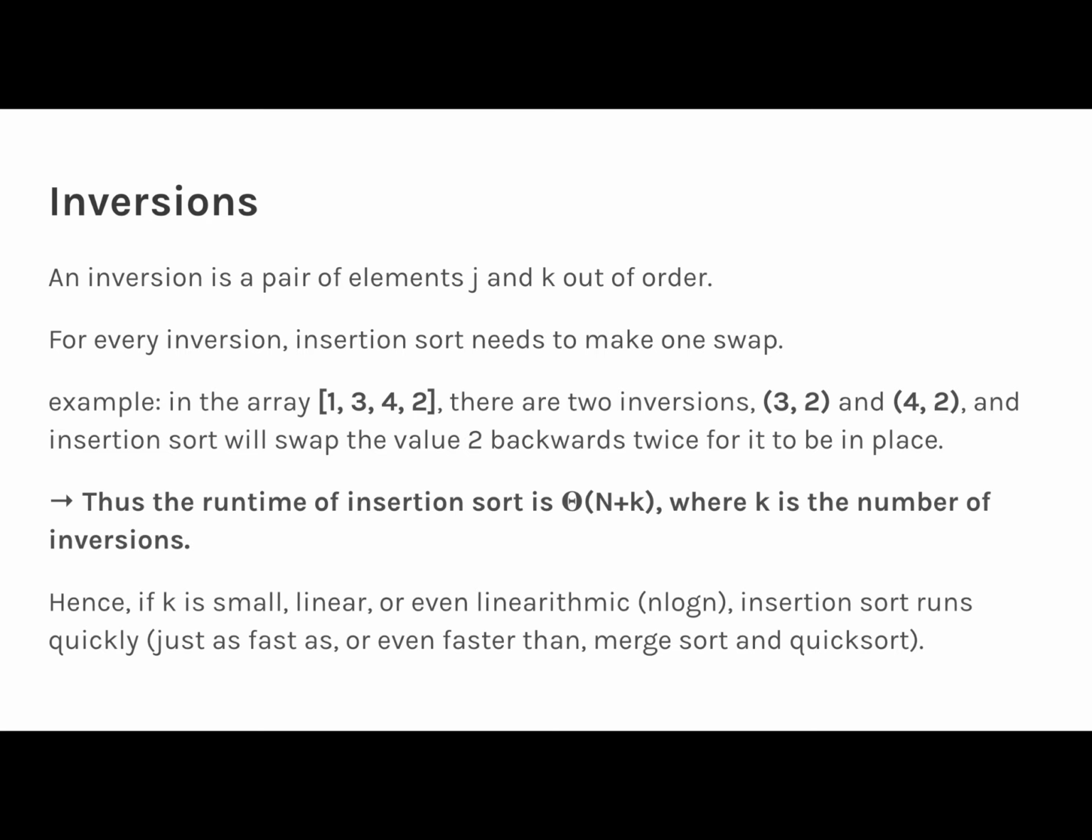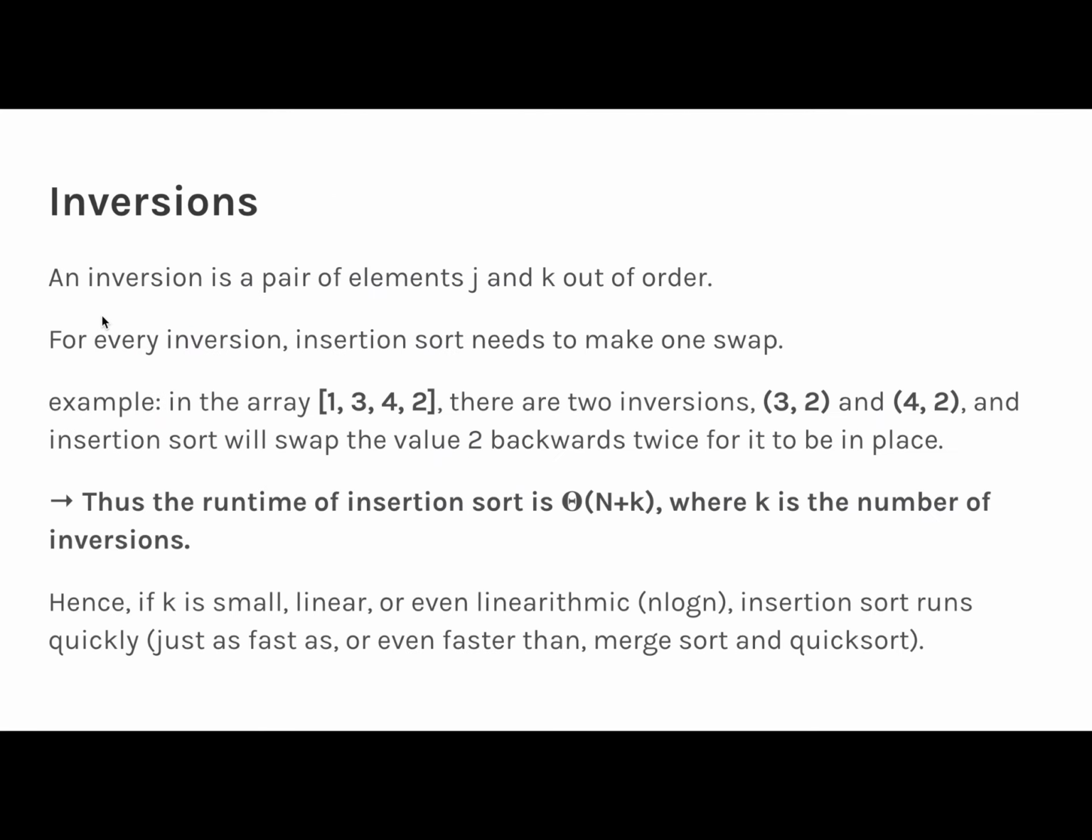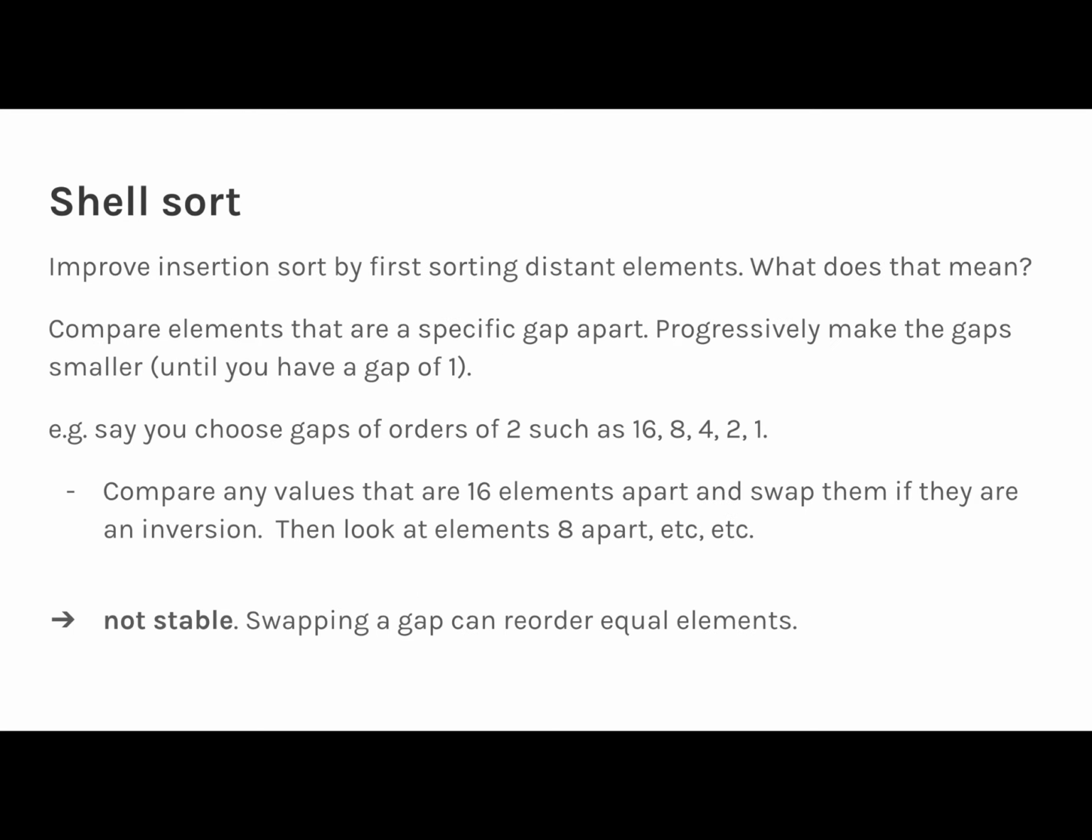So in general, the runtime of insertion sort is the number of inversions, k, plus n. Always plus n, because remember we always have this outer for loop, which is going to give us a linear runtime. So if k is small, like n, or even n log n, insertion sort runs quickly and can potentially be faster than merge sort and quick sort. So something to keep in mind.